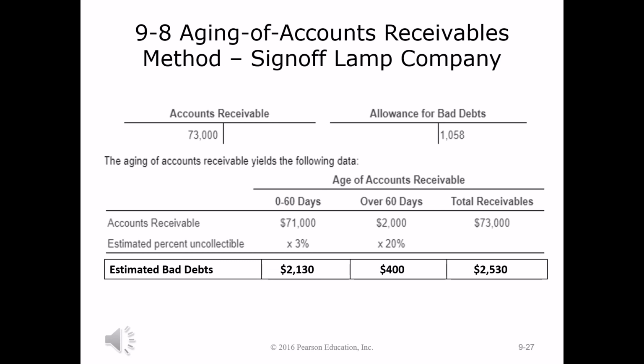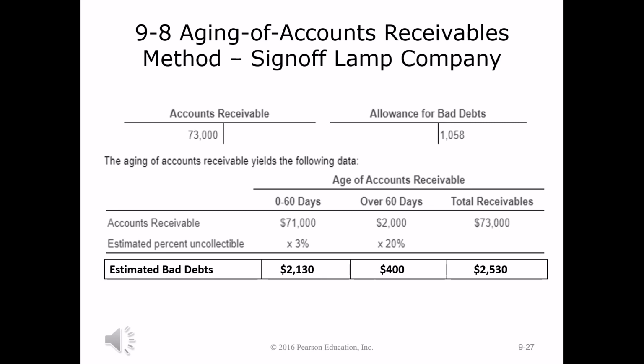Again, we're going to need to figure out what our adjustment is. Remember, our allowance for bad debts right now is $1,058. What we've determined is that we want our allowance for bad debts to be $2,530. So we need to make an adjustment to get it to that balance.